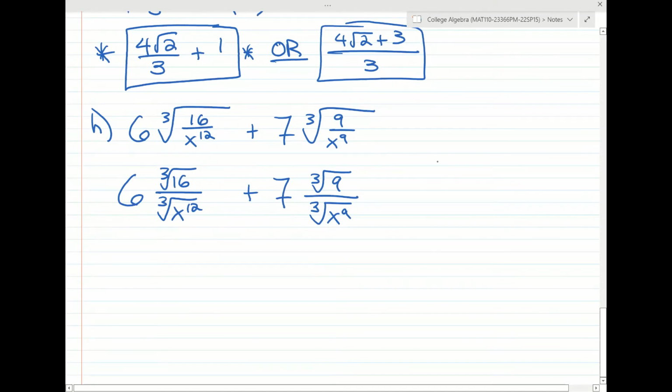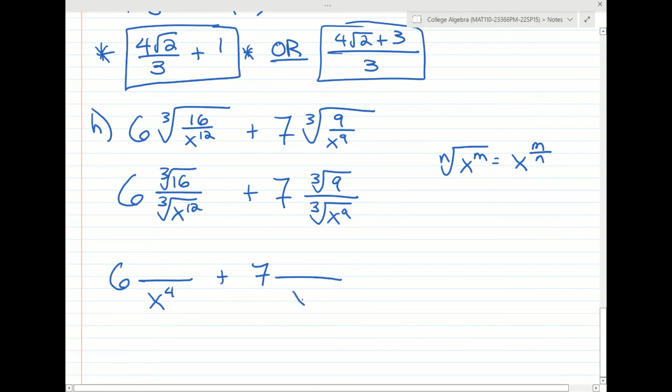We did talk about a property. When you have the nth root of x to the n power, we can convert that to a rational exponent. Nth root just turns into a fraction. So it'd be 6 times x to the 12 over 3, which is 4. The denominator with the 7 would be 9 over 3, which is 3.